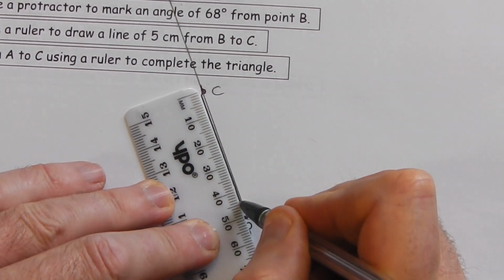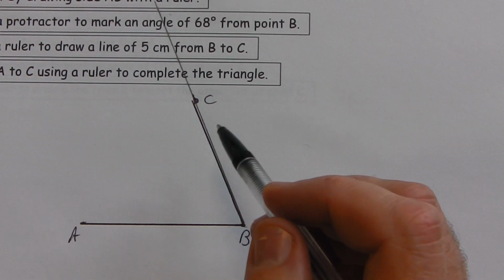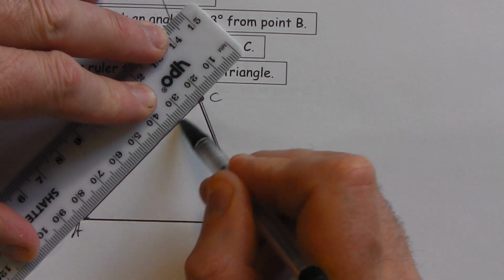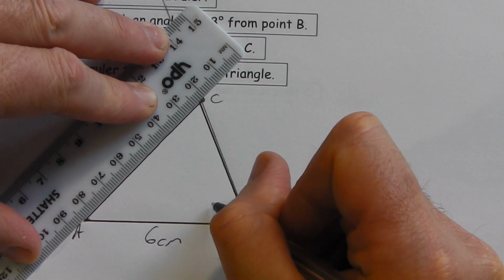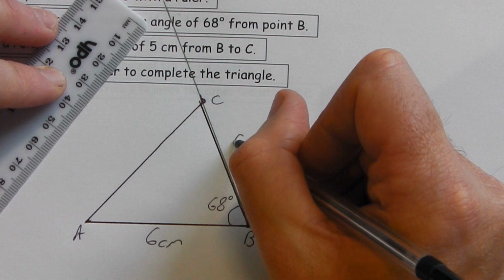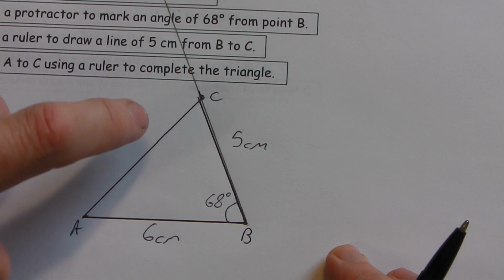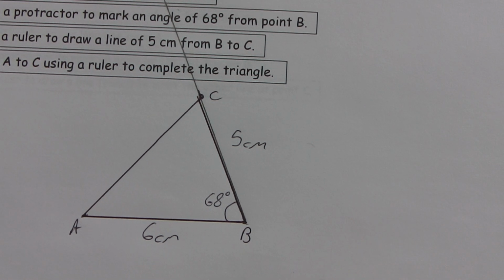So that means this is my side of BC, and because they have to meet, all I need to do now is join up A and C, and there's my triangle. So I've had 6 centimeters there, the angle was 68 degrees, and that side is 5 centimeters. Okay, we didn't need to know that angle and we didn't need to know that side, but we have all of that information now to hand for us. Okay, so that was side, angle, side triangles, nice and easy.